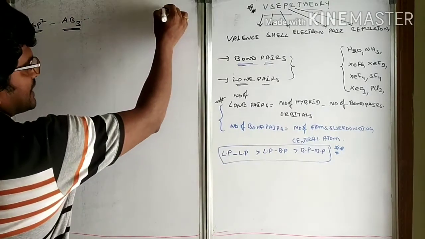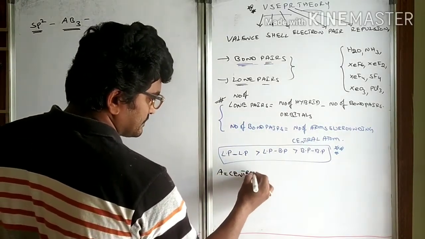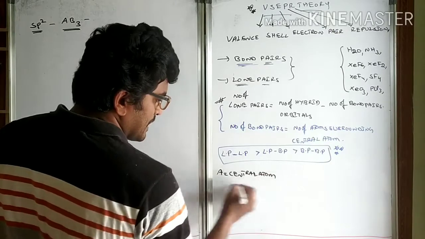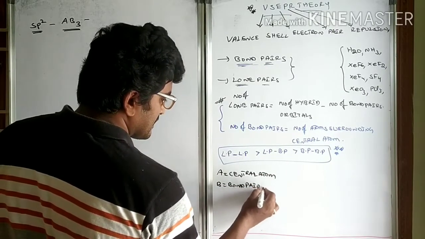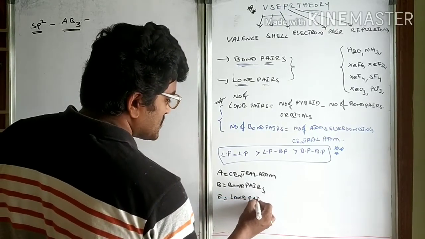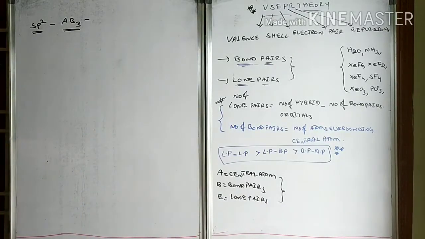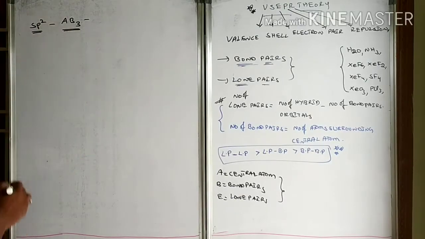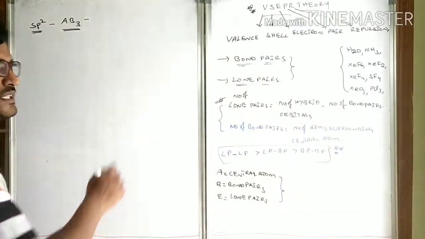Here I will represent A as the central atom, B as bond pairs, and E as lone pairs. So everywhere I will be representing this only, so try to go through this. So sp2 hybridization means the molecule is AB3. So here 3 bond pairs are there and there is no problem with any lone pair.